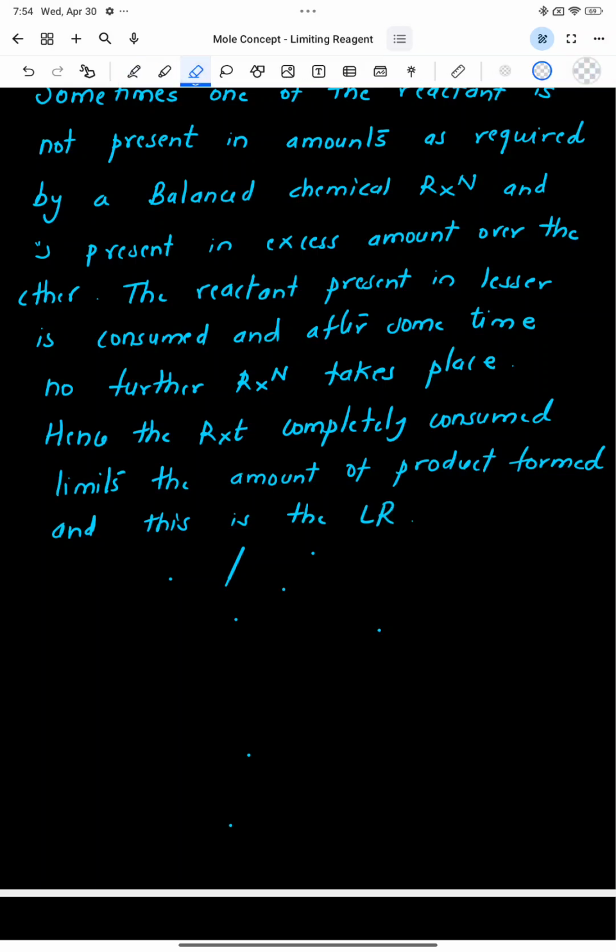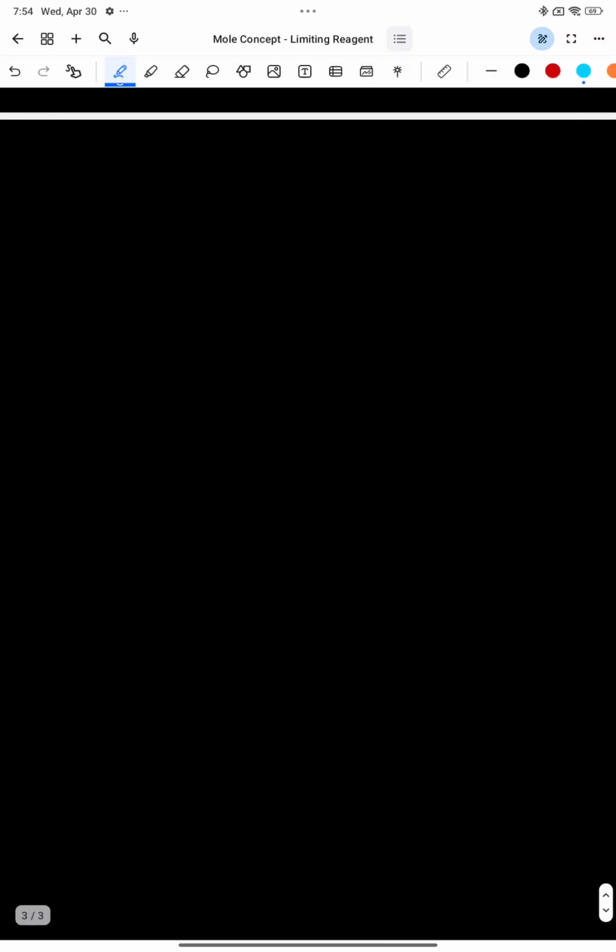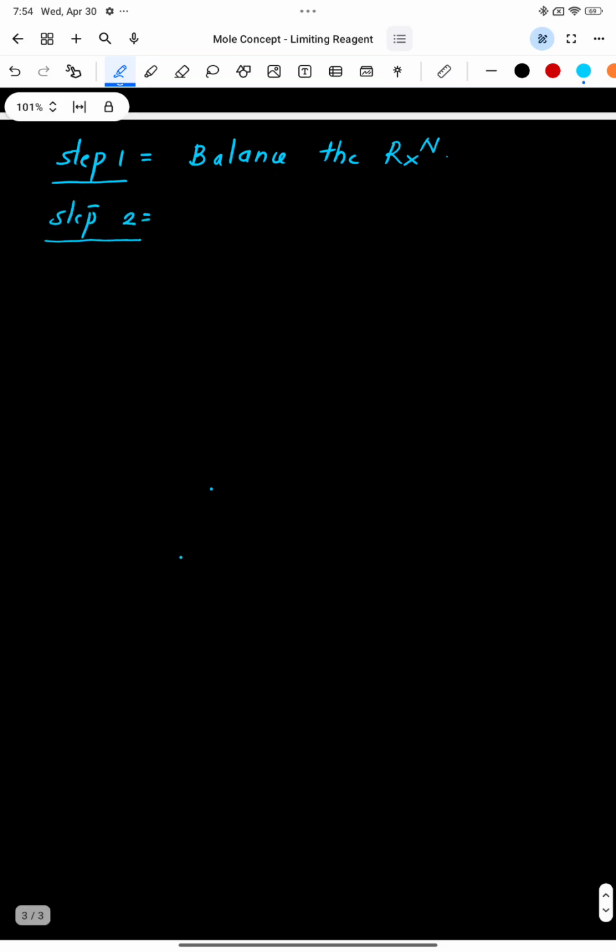Now let's take an example to really understand what is a limiting reagent. How do you really find a limiting reagent in a particular equation? So let's take an example. Whenever you want to find the limiting reagent, step 1, we first balance the chemical reaction. Step 2, we calculate the number of moles for the reactants and products.